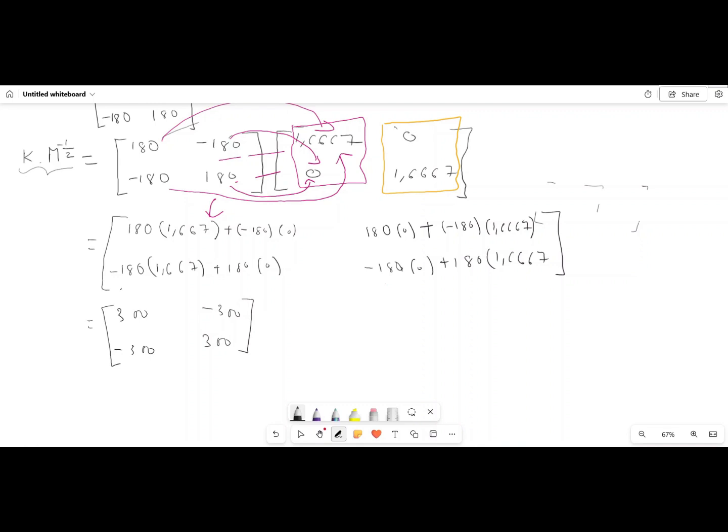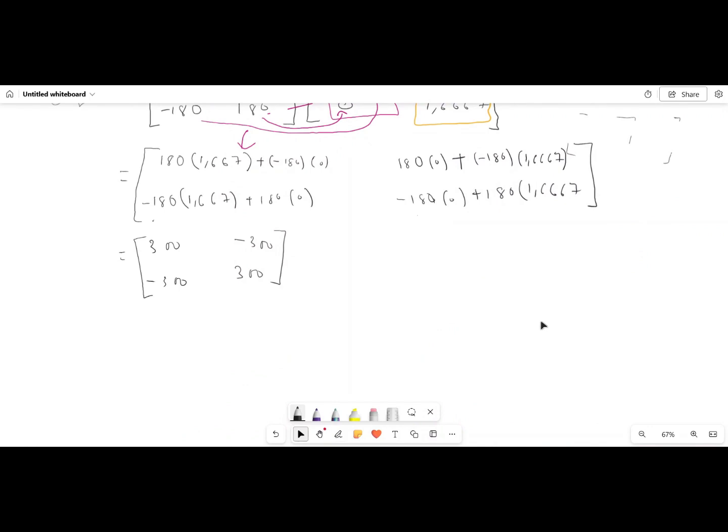So we are not yet done with normalizing. This is just the first part. Remember, the formula of normalizing K says that it is m half multiplied by K times m half. So what we did was this one. What is next? It is this answer that we get here now multiplied by m half. Again, another matrix. So what we have here is 300, minus 300, minus 300, again 300, everything to be multiplied by m half.